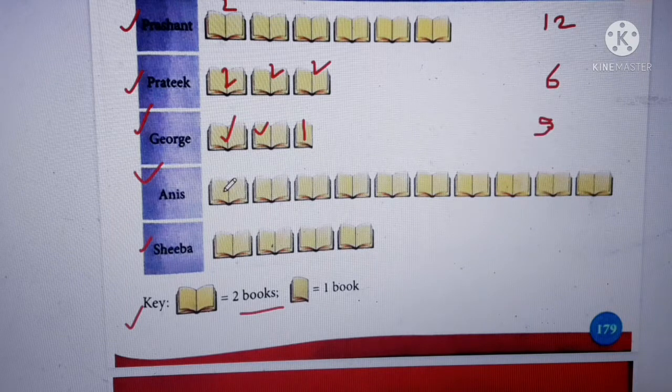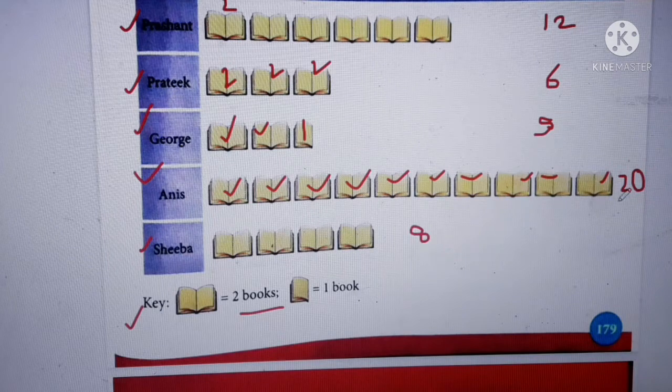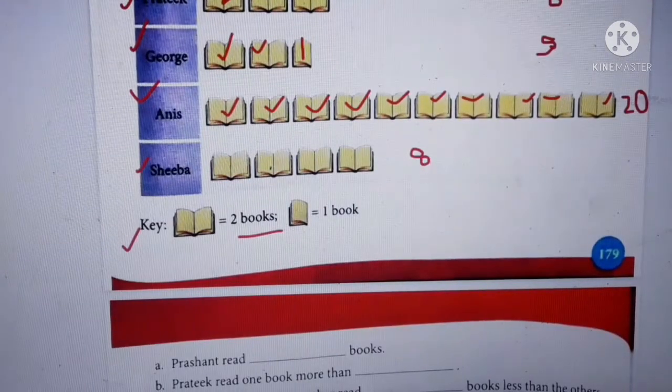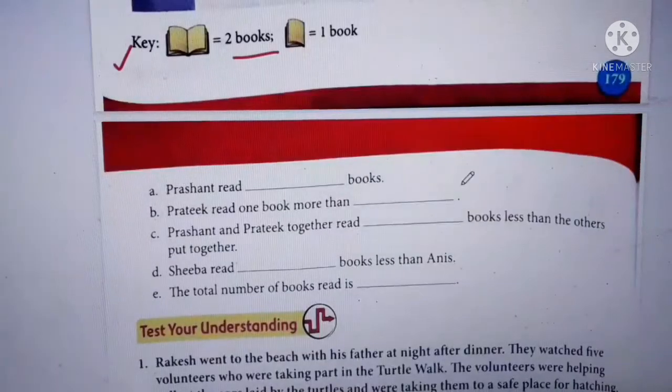Then Anis, how many books? 1, 2, 3, 4, 5, 6, 7, 8, 9, 10. 10 means each book stands for 2 books. So 10 twos will be 20. So Anis read 20 books. Shiba 4. So 2 fours are 8. So this is how we have to calculate. Okay. What is important to see is the key. Then you have to answer the given questions.